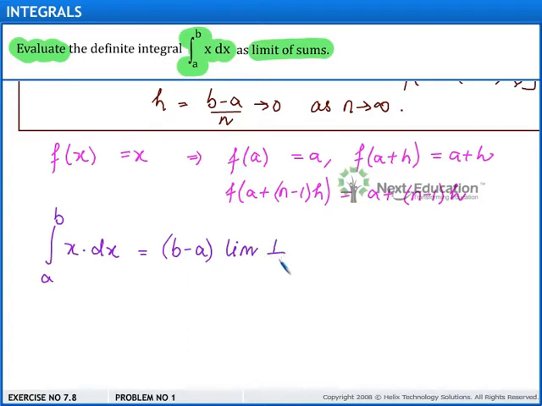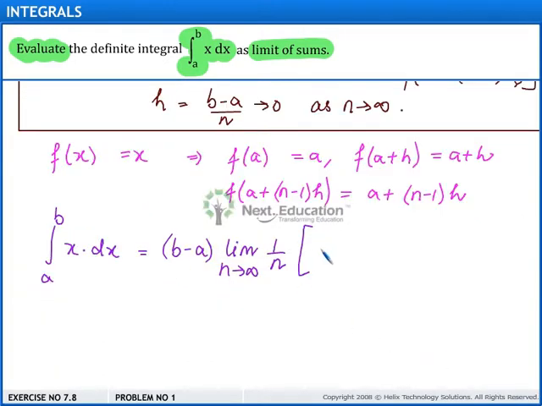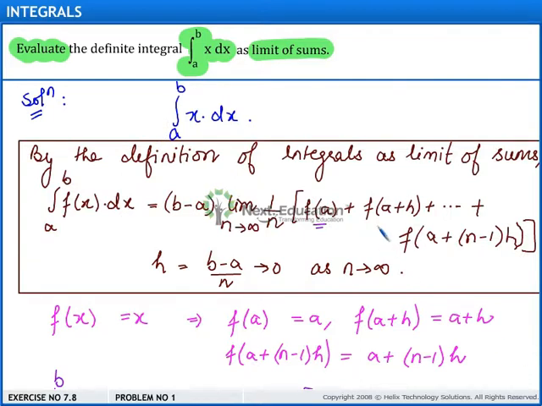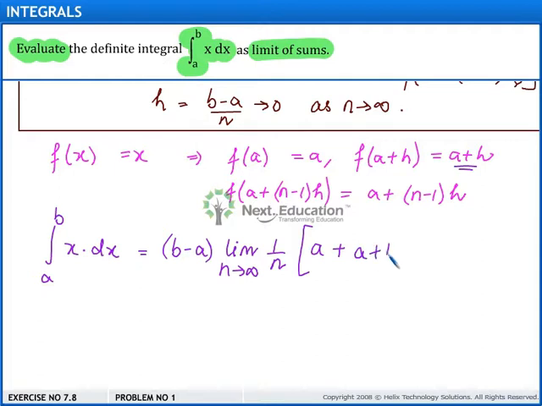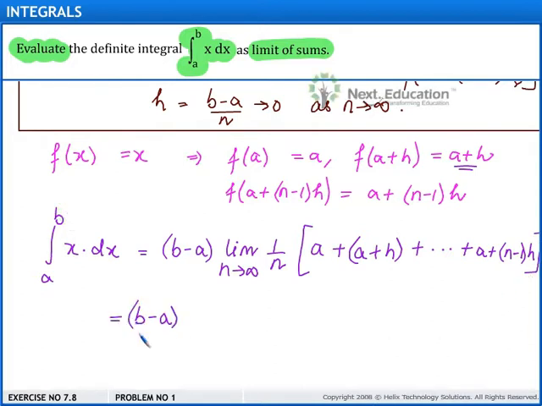into the limit of 1 upon n as n approaches infinity. First we have f(a), that is a, plus f(a plus h), that is a plus h, plus so on up to the last term, which is a plus (n minus 1) into h, and this is equal to (b minus a) into the limit as n tends to infinity of 1 upon n.